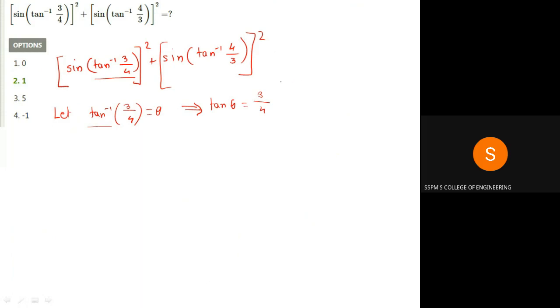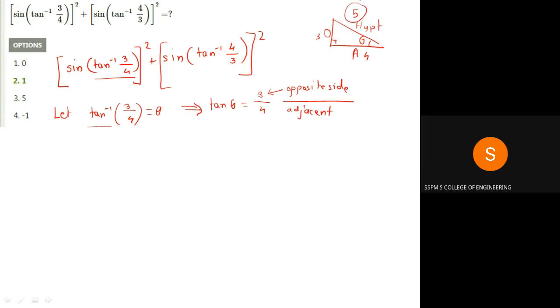Now you must have learned in 10th standard, what is the basic definition of tangent? It is opposite side divided by adjacent side, isn't it? If you are given a triangle and this is theta here, this is the opposite side, this is the adjacent side, and this is called the hypotenuse. If one side is 3 and the other side is 4, according to the Pythagoras theorem, what is the hypotenuse? It is 5.